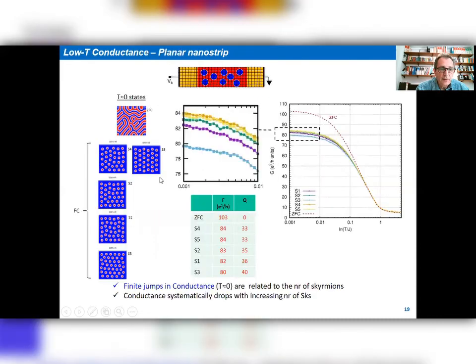Looking more carefully at the planar case, we can see that because of thermal fluctuation, different samples in the stable state can have different numbers of skyrmions. So examination of the values of the conductance at the lowest temperature helps us to correlate the number of skyrmions in the system with the conductance values. And we can see there is a monotonous behavior between the two. As the number of skyrmions increases, the conductance drops.